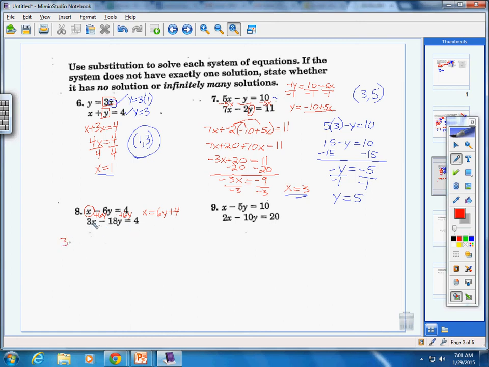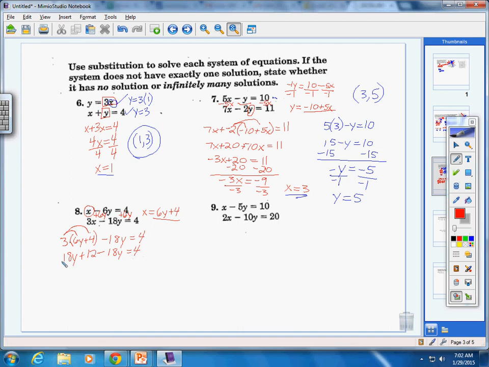But instead of writing 3 times x, I'm going to write 3 times this whole thing, 6y plus 4, minus 18y, equals 4. Okay, now we've got all y's for our variables. So it's going to make this easy. Let's just solve the equation. So let's distribute the 3. 18y plus 12 minus 18y equals 4.